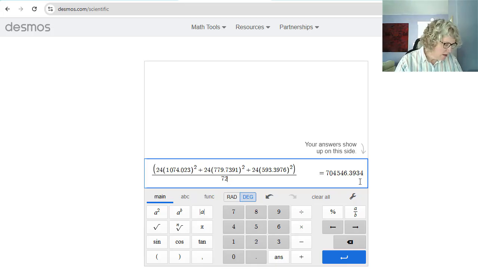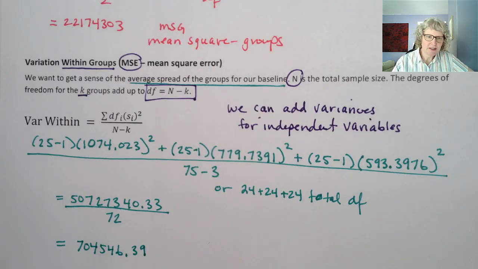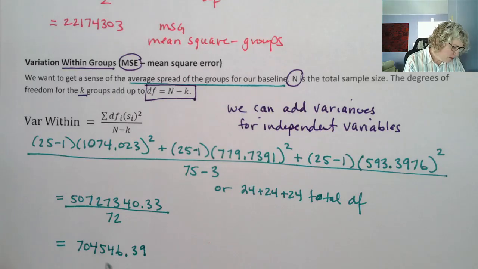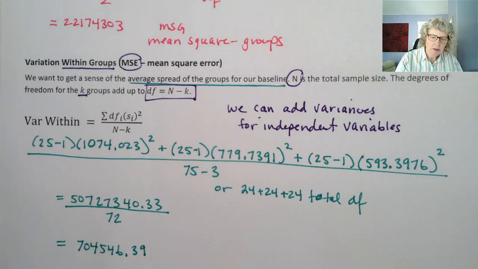Okay, I feel like every time I do this I get a slightly different number, so I'm sure you can relate to that frustration. Okay, so I wrote this down. So my overall variation within, this is for the denominator of our F ratio, is 704,546.39. So let me show you how we can double check.